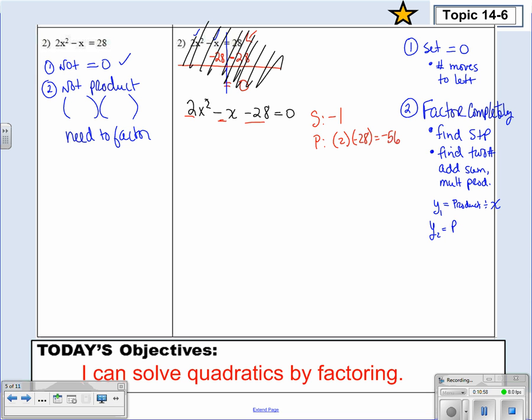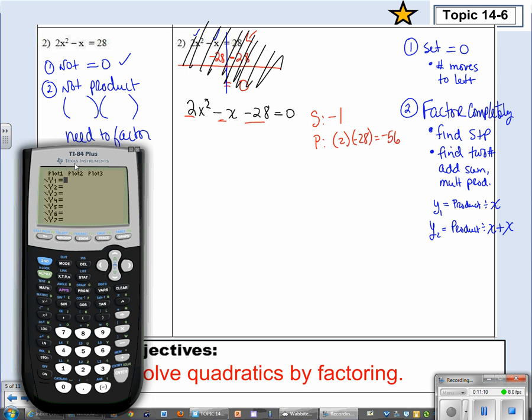In y2, we're typing in the product number, whatever number you have for the product, divided by x, plus x. So get your calculators out, and we're going to type that in. In our y1, our product is -56, so we're doing -56 divided by x. Press enter, and then in y2, we're doing -56 divided by x plus x. Notice you're putting in exactly what you had in y1, you're just adding x to it. So now we're going to use the calculator to look at the table.